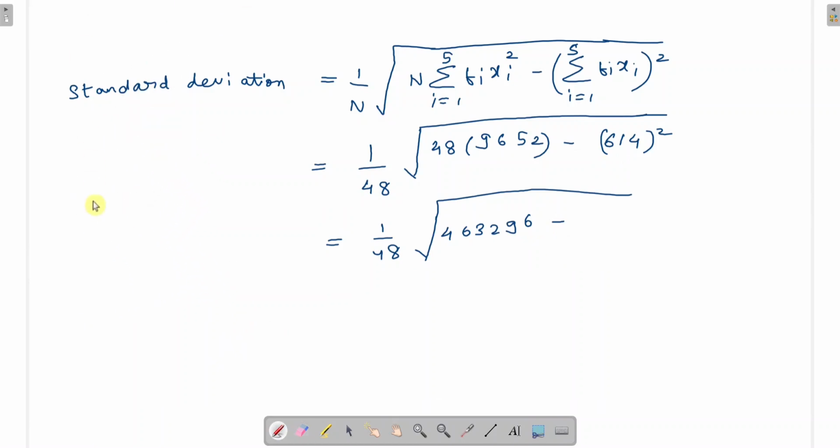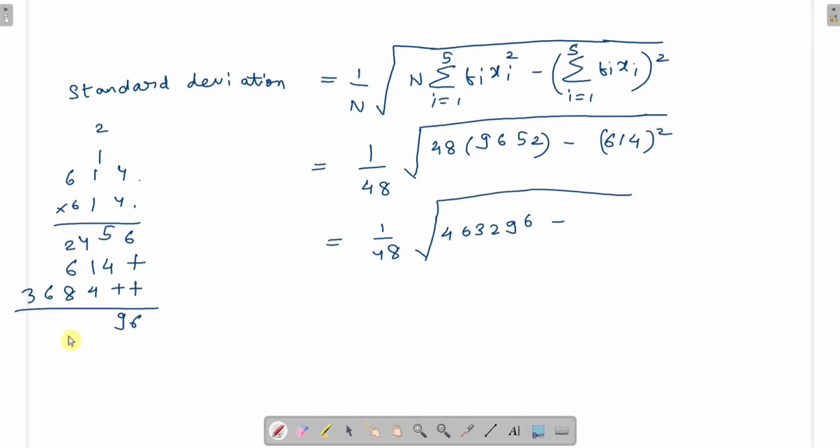So 614 square means 614 times 614. 4 times 4 is 16. 4 times 1 is 4 plus 1 is 5. 4 times 6 is 24 plus 1 times 4 is 4. 1 times 1 is 1. 1 times 6 is 6. Then 6 times 4 is 24. 6 times 1 is 6 plus 2 is 8. 6 times 6 is 36.